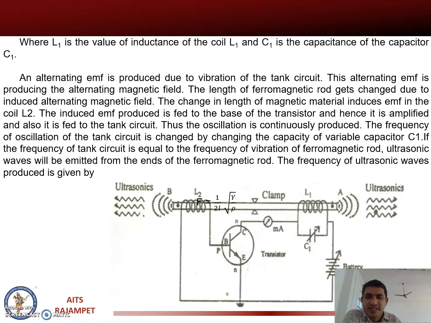And if the frequency of the tank circuit is equal to the frequency of vibration of the ferromagnetic rod, then we will get the ultrasonic waves. The frequency of the ultrasonic waves produced is given by f equal to 1 by 2l square root of Y by rho.